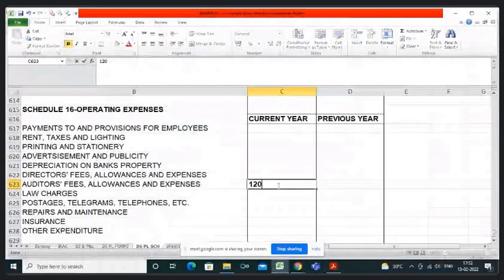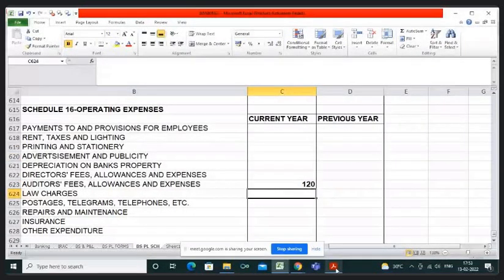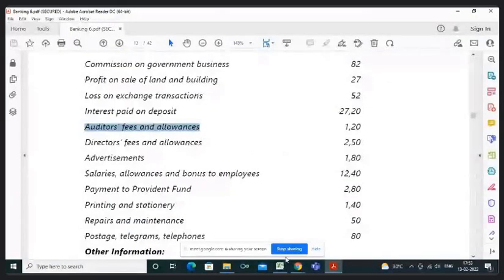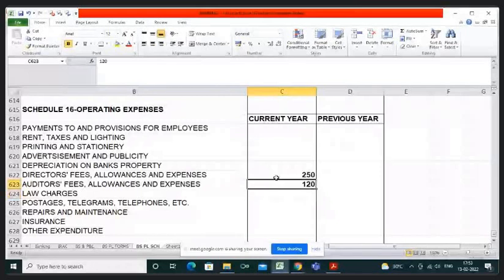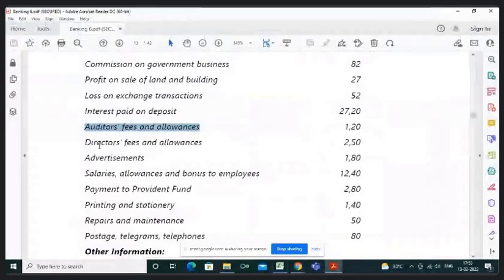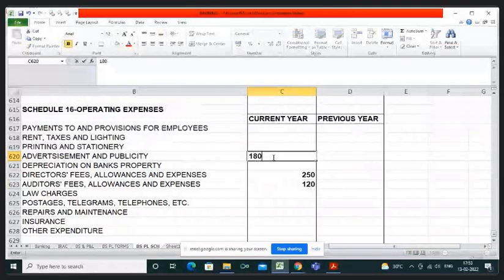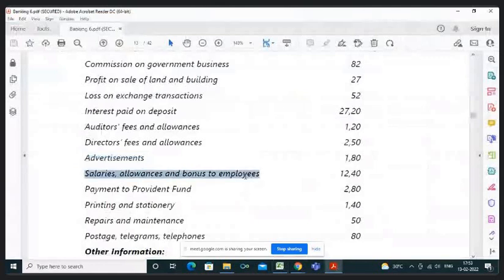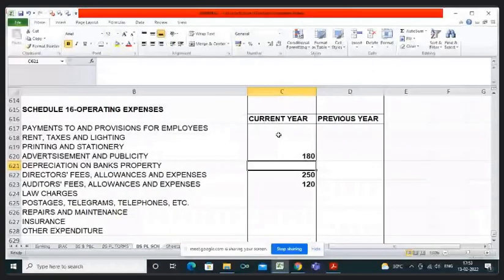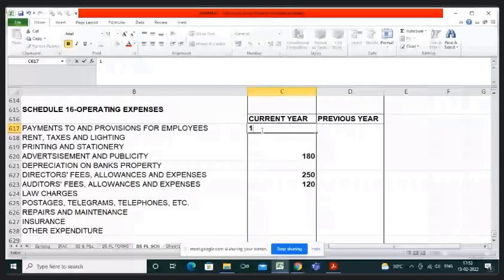Auditors fees and allowance, we'll write 120. Directors fees and allowance 250. And advertisement and publicity, the amount will be 180. Salary, allowance and bonus to employees 1240. So this will be part of the payments to and provisions for employees.